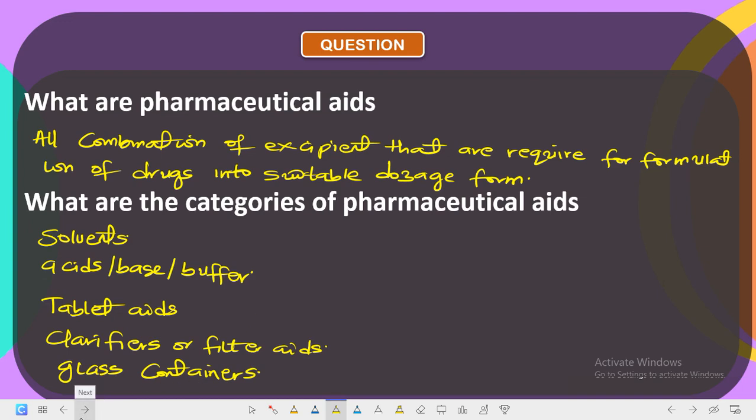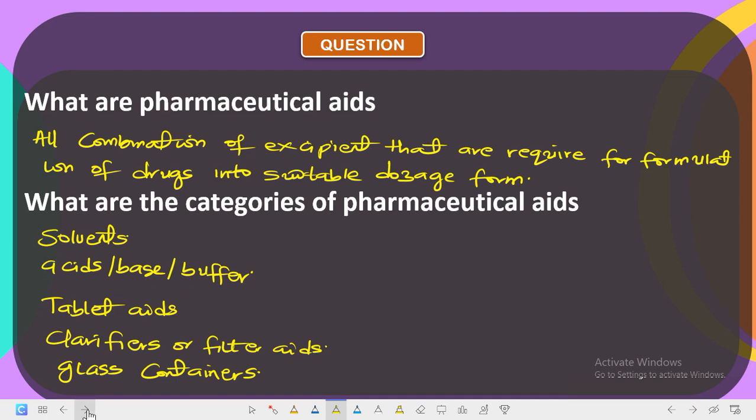Okay, now the next question. When you are asked to name the categories of pharmaceutical aids, what should come to your mind? We have the solvent, we have the acid, base, and buffer. Then we have tablet aids, clarifiers or filter aids. Then we have the glass containers. So those are the categories of pharmaceutical aids.